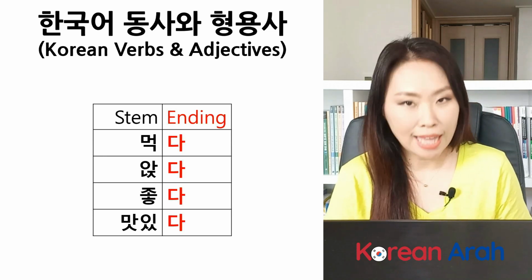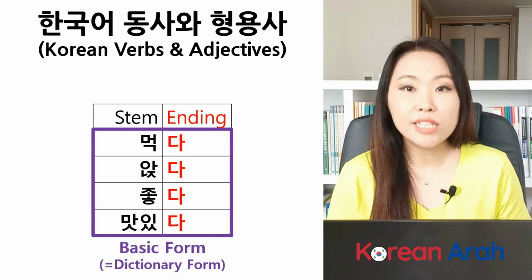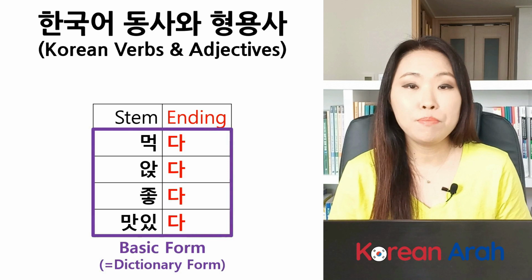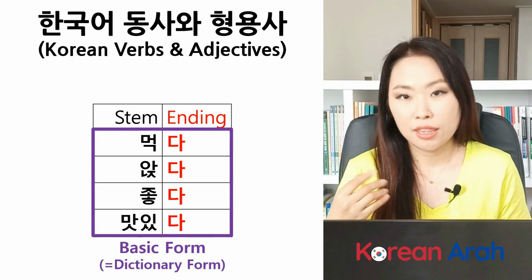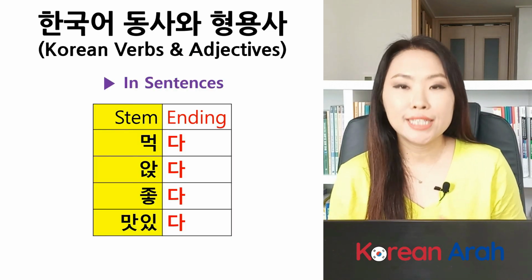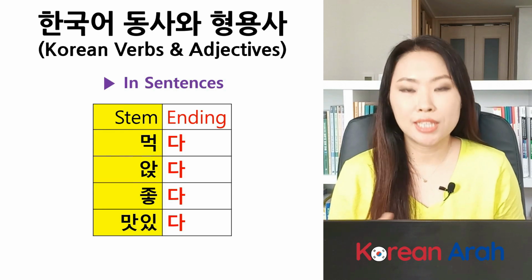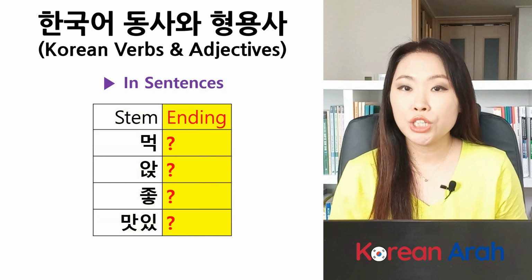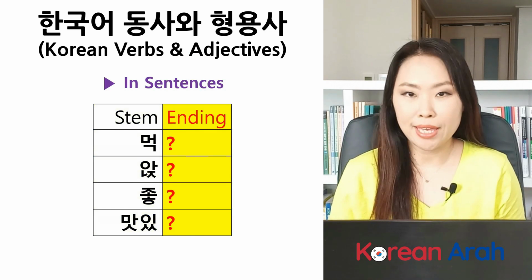When the ending is 다, this form is called basic form or dictionary form. Or some people say infinitive form, but I'll use the basic form, okay? To make Korean sentences with verbs or adjectives, you need to keep the stem part as it is. However, you should change the ending depending on what kind of sentence you want to make.